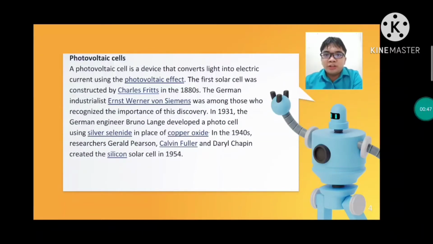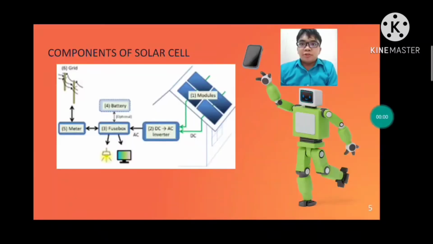These early solar cells cost $286 and had efficiencies of 4.5 to 6%. Now let's discuss the components of a solar cell.